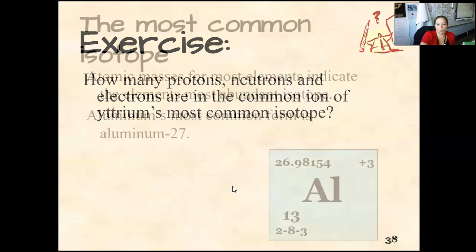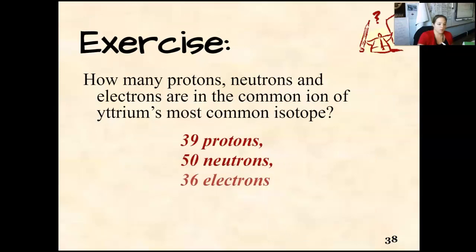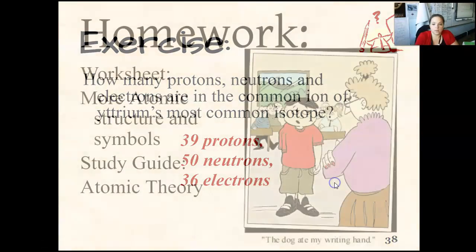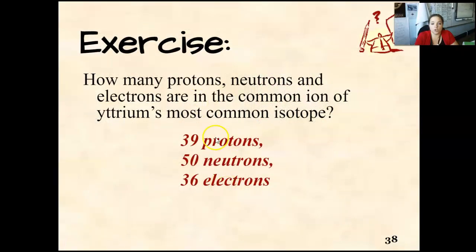Remember, why was that? Sorry. Looking at our reference table, we can find that yttrium has, I got it right there, +3, which means it loses 3 electrons. It's got 3 more protons than electrons. All right, so that was the most common isotope, just looking at that.